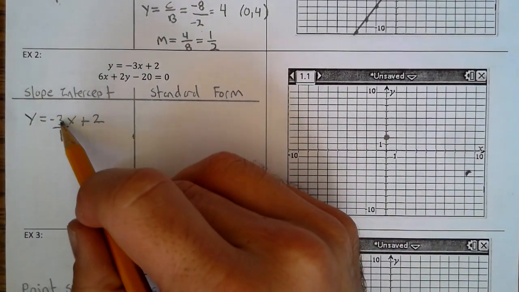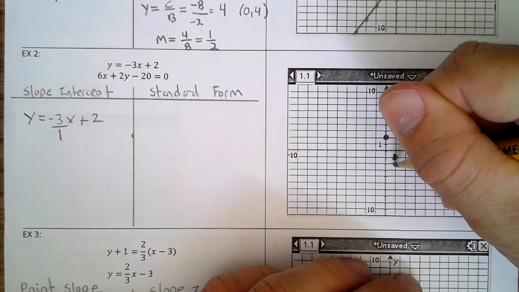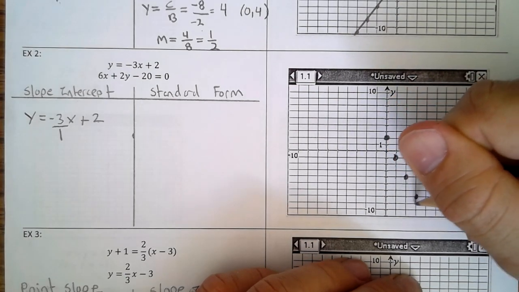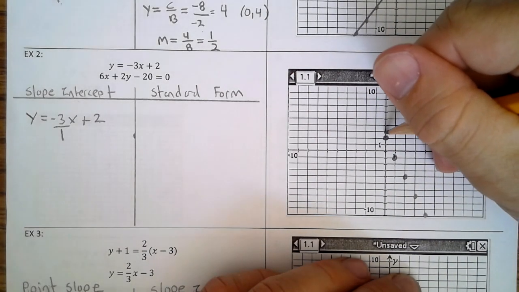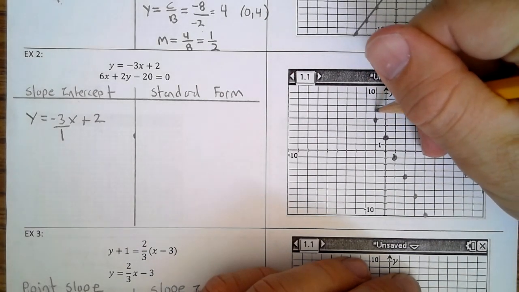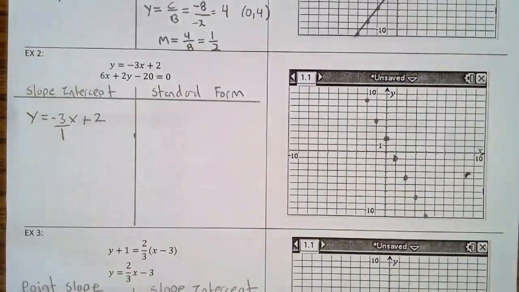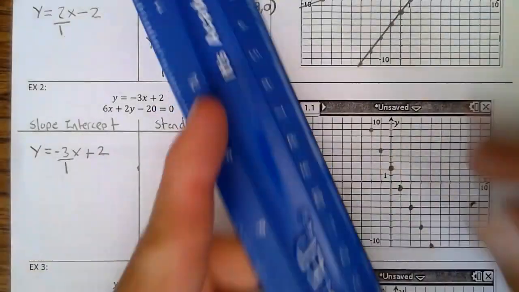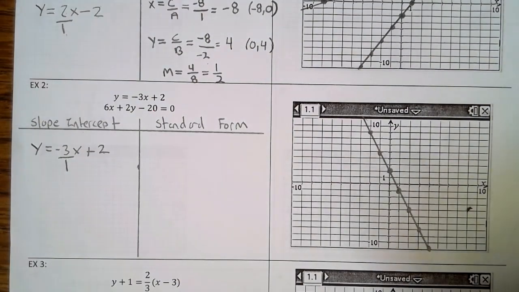And then from there we go down 3, to the right 1. Down 1, 2, 3, to the right 1. And we repeat that. And then we go the opposite direction: up 1, 2, 3, to the left 1. All right, so there's our first line.